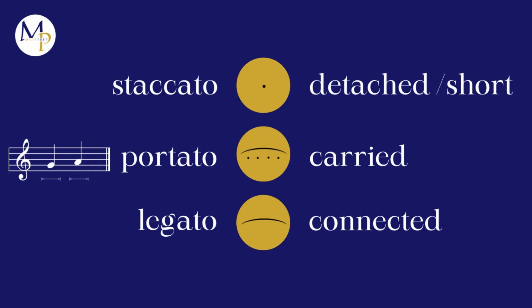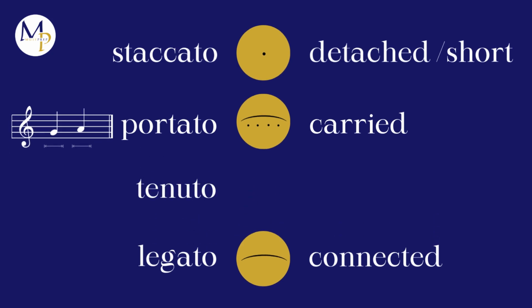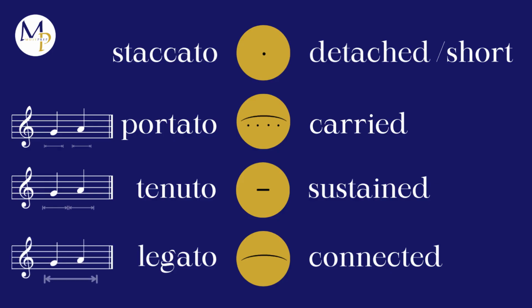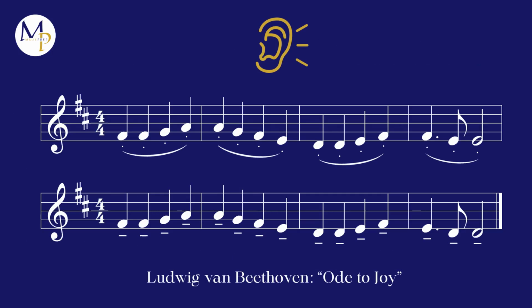Even more connected is the articulation called tenuto, meaning sustained. Here, the notes are still slightly separated, but each note is held for as long as possible. Unlike legato, where the transition between notes should barely be noticeable, tenuto gives each note a clear and weighty attack. Listen to the difference between portato and tenuto using the melody.